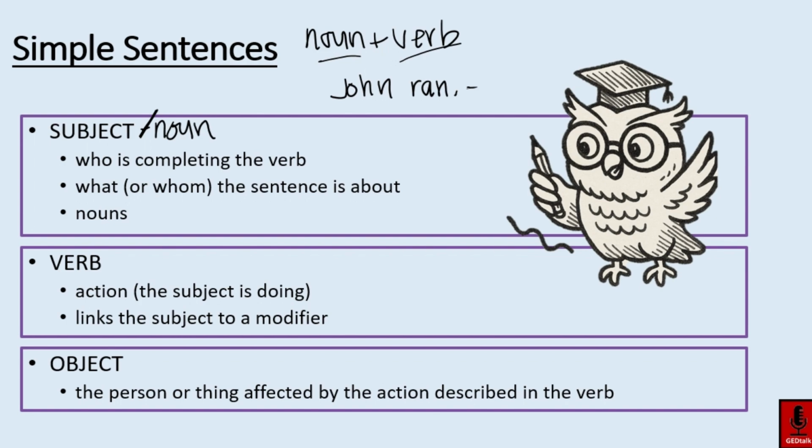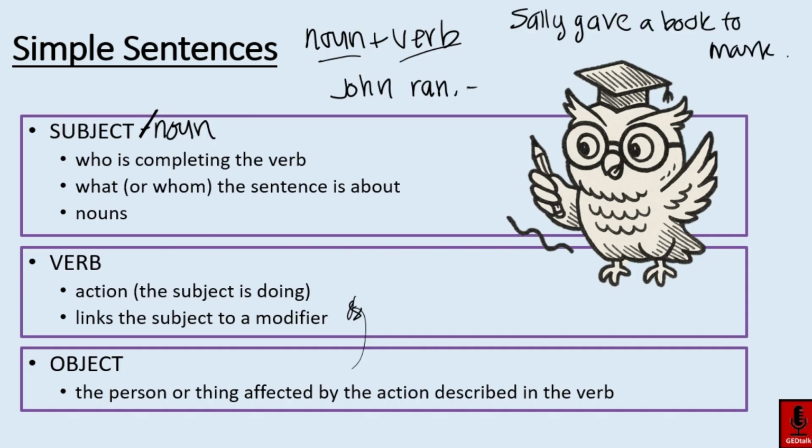And for those of you who've watched the other RLA videos, you know that the object, as it says right here in this bullet point, is the person or thing affected by the action described in the verb. What I like to say is that the object is on the receiving end of that verb. And so, for example, if you have a sentence that says, Sally gave a book to Mark.